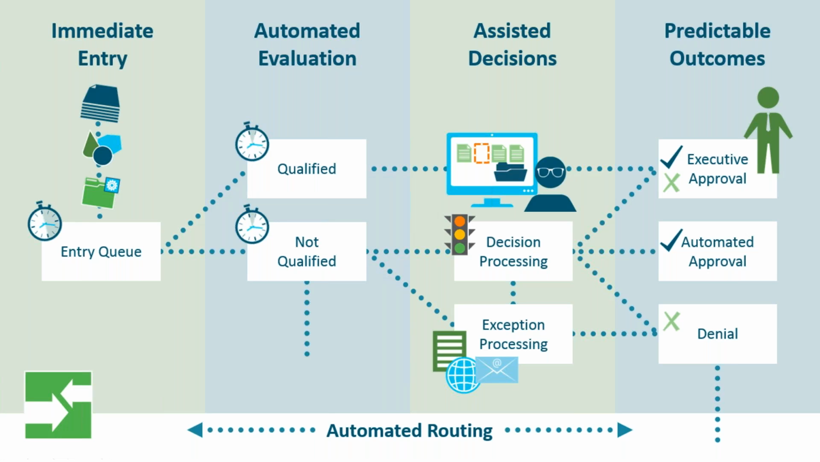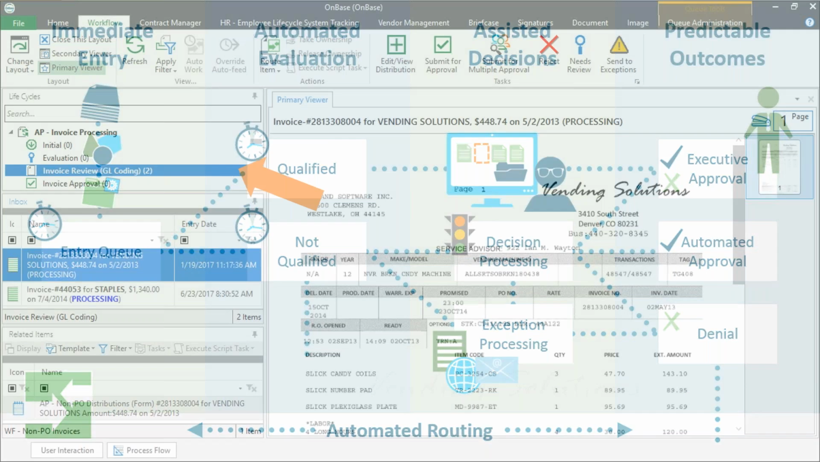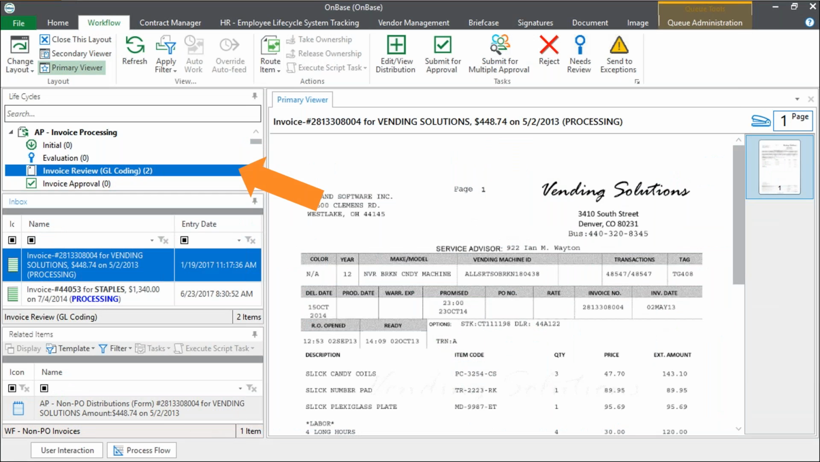For example, non-PO invoices and PO exceptions can be sent to business users to review, validate, enter GL coding, manage exception processing, and more. Timers and reminders can also be used to assure that work remains visible and is done on time. Here is an example of an AP clerk's user experience.